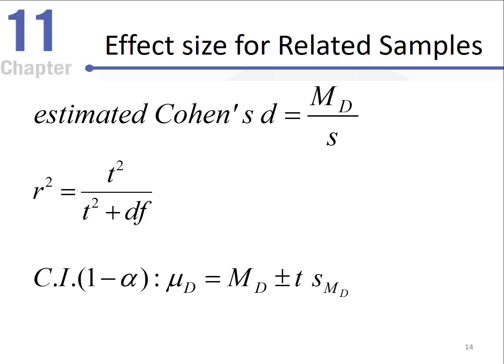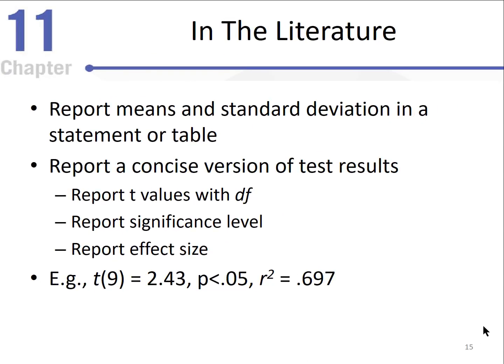The confidence interval to estimate the population mean difference is again calculated by taking the mean difference from the samples and adding and subtracting the product of our t-value times the estimated standard error. The interval you get gives you a confident estimate that the value of the population parameter should be located in this interval. So what you should be reporting and what you will see in the literature is the means and the standard deviation, either in a statement or in a table.